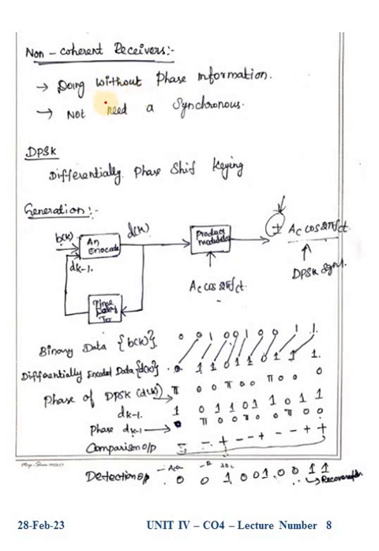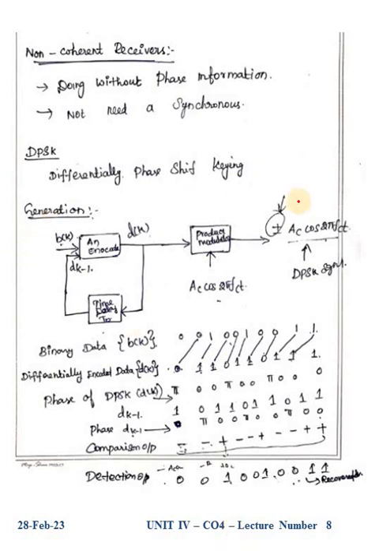Non-coherent receivers can be done by two techniques. One is that without phase information we can demodulate the signal, and the next is that there is no need of synchronization to get the demodulated signal. These two techniques we have already discussed in DPSK, that is the differential phase shift keying method. Here I have given an example of non-coherent receivers to recover the original signal.